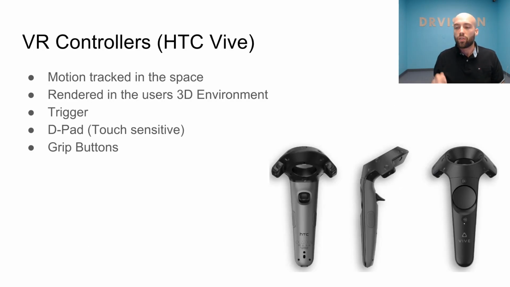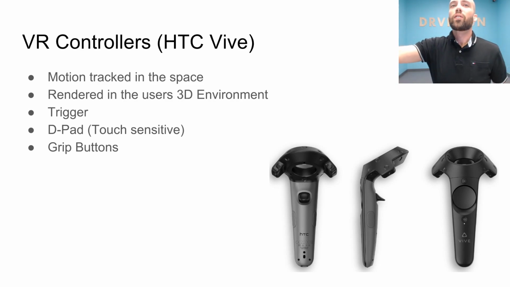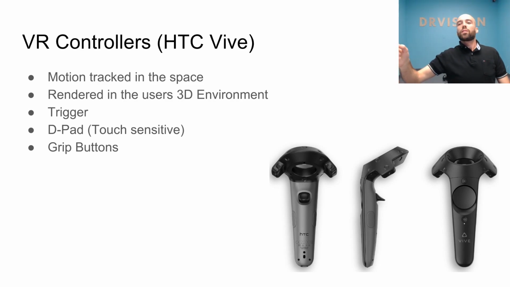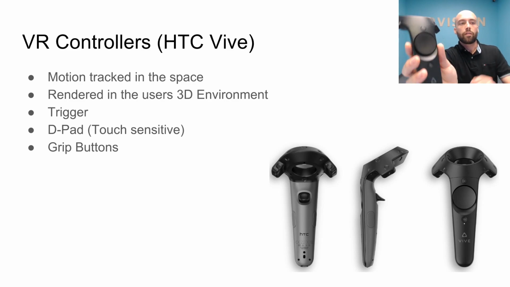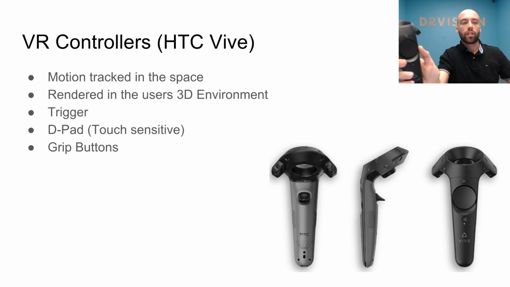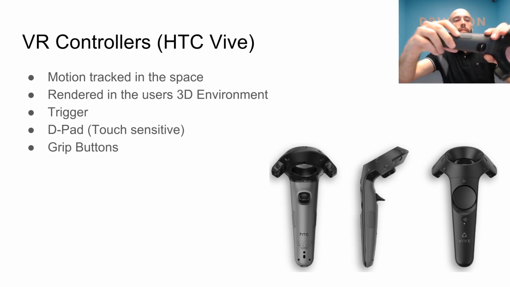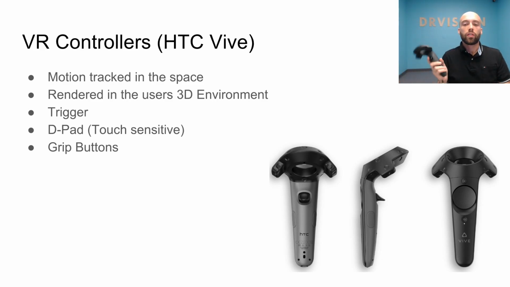Okay, so I'm going to go over the controllers right quick. Can you hand me that controller? Thank you. Okay, so this is the Vive controller. These are motion tracked in 3D space, which is pretty neat. And they're rendered in the environment. So when you're inside the environment, you see the controller. If you've seen demos, you've seen that before. There's a trigger on the back side. There's a D-pad on the front, and it's touch sensitive, meaning it knows the exact position of your thumb. And there's a grip button on the back side right here, and we do use that.